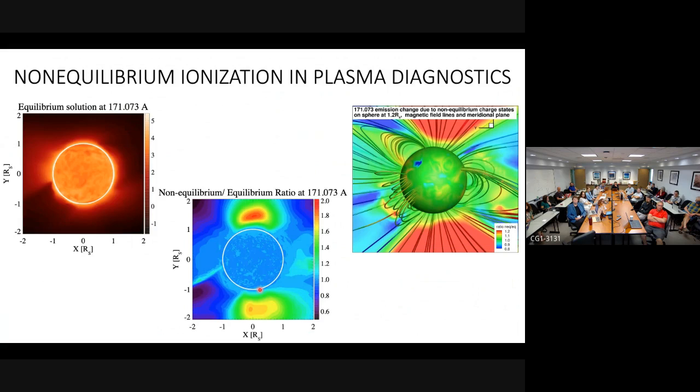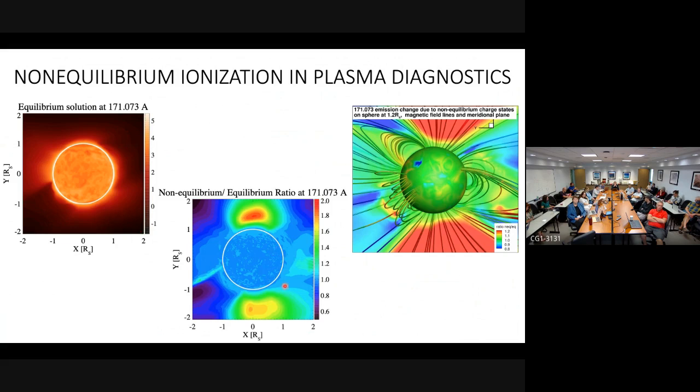And how is this affecting our spectral imaging and overall remote sensing? This figure is a line-of-sight integrated observation of 171. We can do exactly the same with CoMP lines, I just don't have access again to those data. So you can look at any line, basically, and calculate the emission considering equilibrium ionization and non-equilibrium ionization.